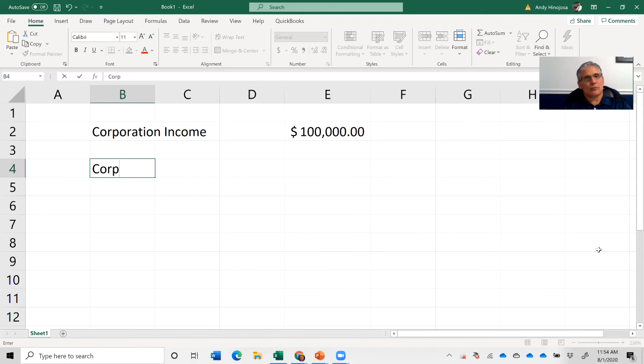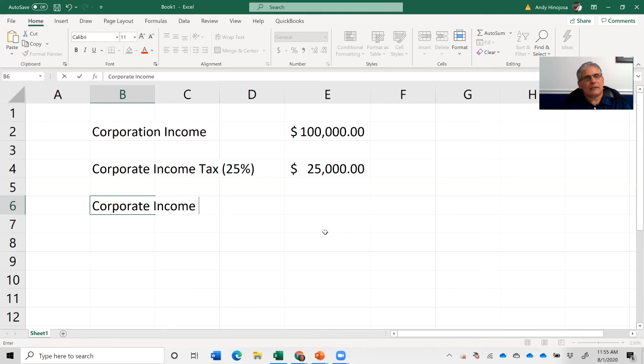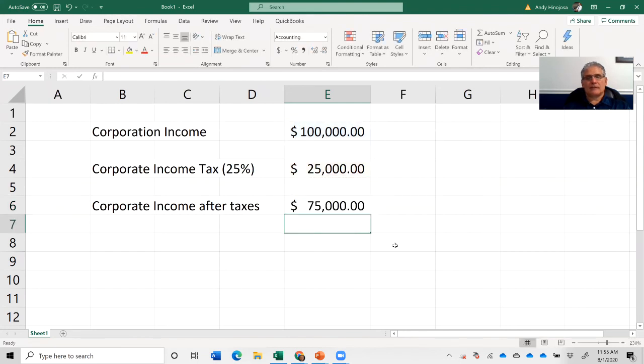So we're going to say the corporate income tax. And let's say that the corporate income tax is 25%. We'll take the 100,000 and we'll multiply that by 0.25. So corporate income after taxes, well, after you pay those taxes, you're going to be left with $75,000.